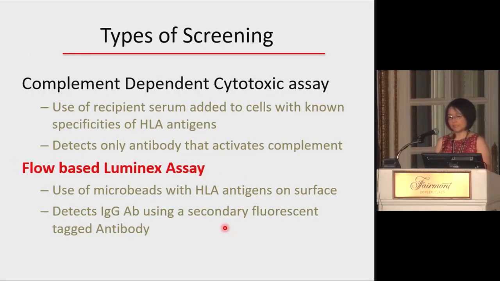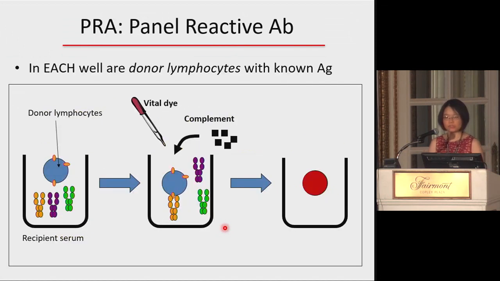So how is screening done? Historically, we used the cytotoxic assay, but almost all labs these days are using the flow-based Luminex assay. We'll get to that. So this is the cytotoxic assay. You've seen the same sort of setup before, but the difference now is that the serum and the lymphocytes are reversed. What do I mean by that?